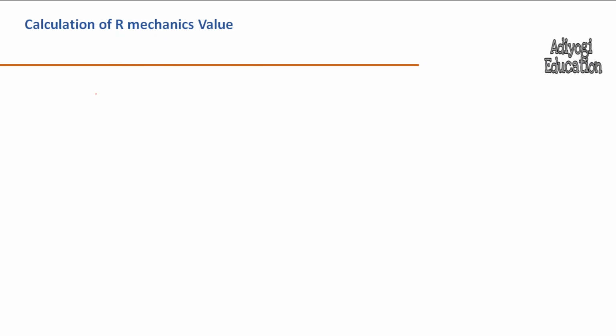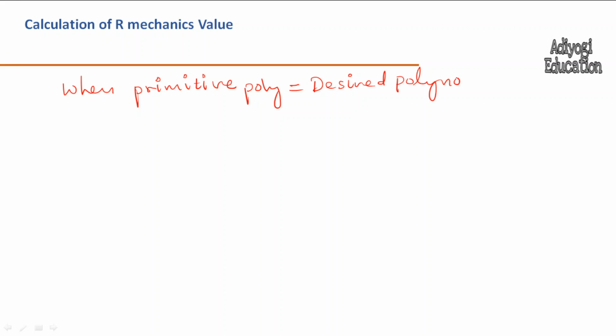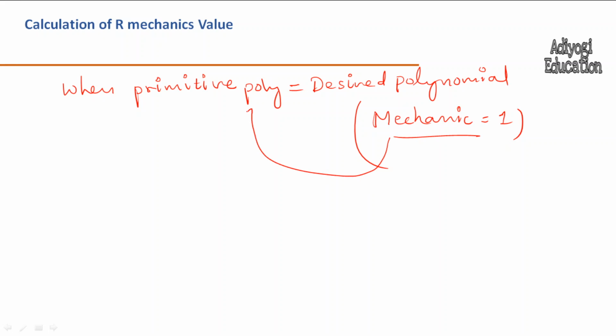Now, in GATE they may ask when the primitive polynomial equals the desired polynomial. They may ask this question. So we know very well that when the mechanic polynomial equals 1, under that condition the primitive polynomial will be equal to the desired polynomial.